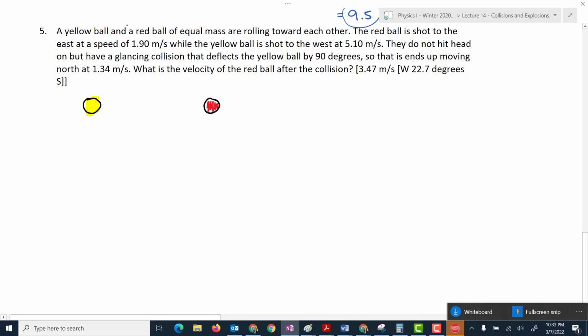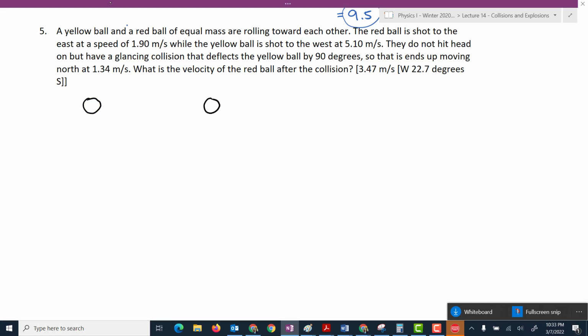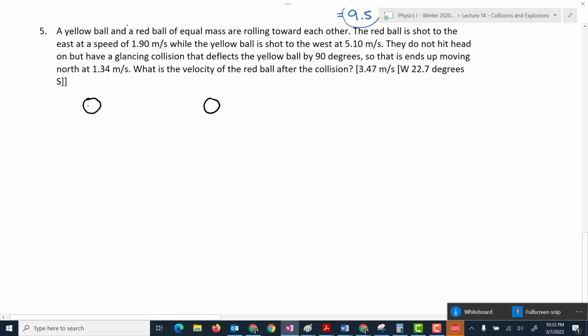The red ball is shot to the east. Oh, that's too bad because I put them in backwards. Let's fix that up. The red ball is going to the east, so the red ball should be the one that's on the left in my picture. And the yellow ball is going to the west, so that one should be the one on the right. Okay, so now I can put in my numbers. The red ball is shot to the east at a speed of 1.9 meters per second, and the yellow ball is shot to the west at 5.1 meters per second.